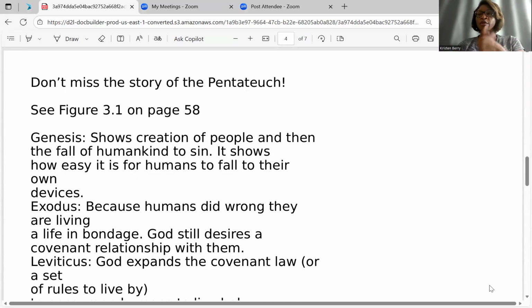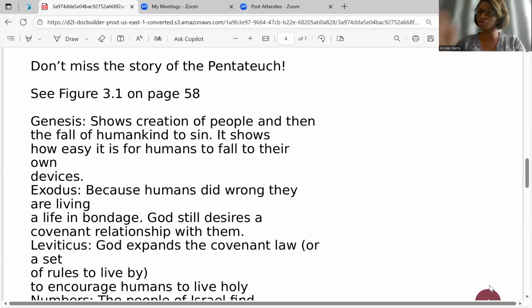For example, remember last week we talked about Genesis, the first book, which talks about creation. In the first book of the Bible, humanity comes on the scene. They're created by the Creator God, but it doesn't take them long to fall into sin. The book of Genesis lets people know that every human is prone to sin. They're just going to do what they want to do. We all do.